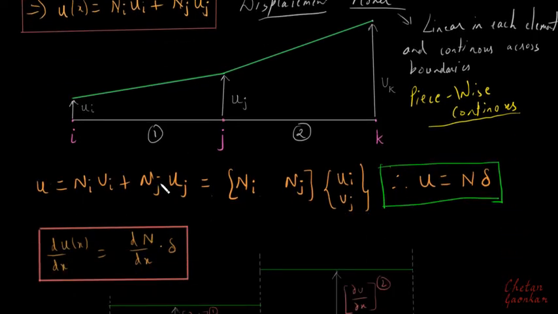Now further, if I take the derivative of this displacement model, by the way, this displacement model u equal to ni ui plus nj uj, I can write this in matrix form, because in finite element method we generate a large number of linear algebraic equations, and to handle them in a better way we will be using matrices very frequently. So in terms of matrix form I can write it in this fashion.